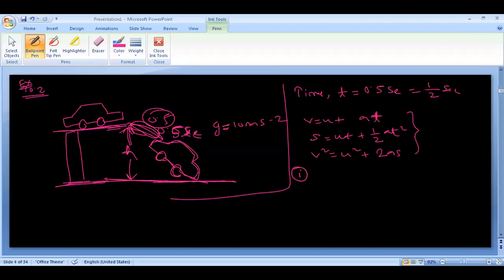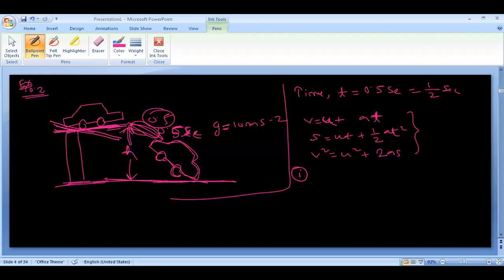Now see, a car falls off a ledge. That means when it falls, there is no initial velocity, because it falls freely downward. Yes or no? It will fall freely. So there is no velocity, and that's why we have to take the initial velocity u as 0. Have you understood? Yes, sir. We have to take the initial velocity as 0.